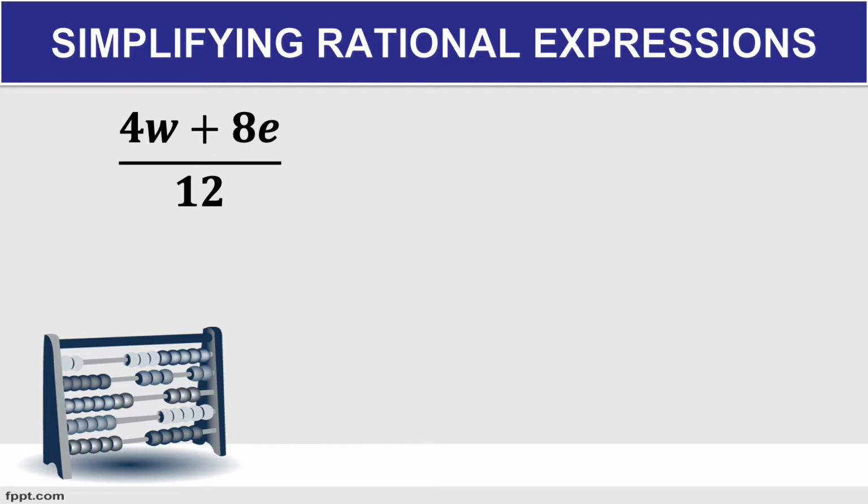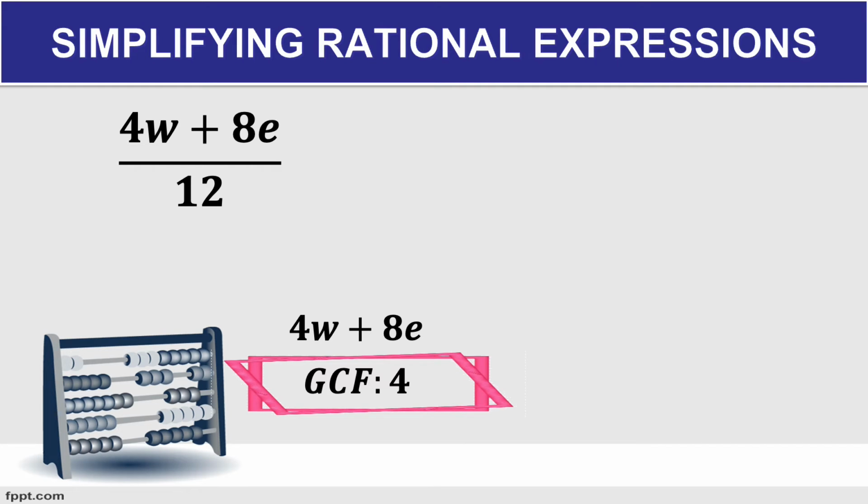Next example. 4W plus 8E over 12. So again, kuhanin natin ang GCF ng ating numerator. So 4W plus 8E, ang GCF nila is 4. Tama? So, kasi ang 4W at 8E, divisible sila by 4. Next. So, ito yung GCF natin. So, 4W divided by 4, that is W. 8E divided by 4, that is positive 2E.